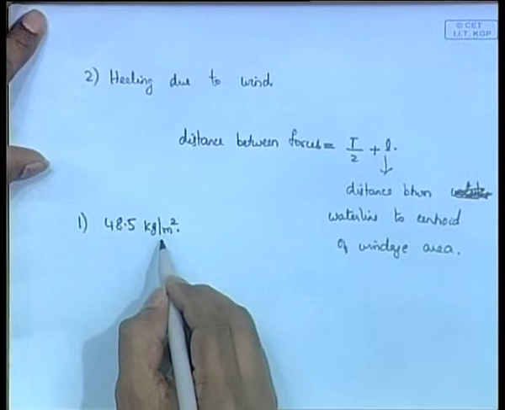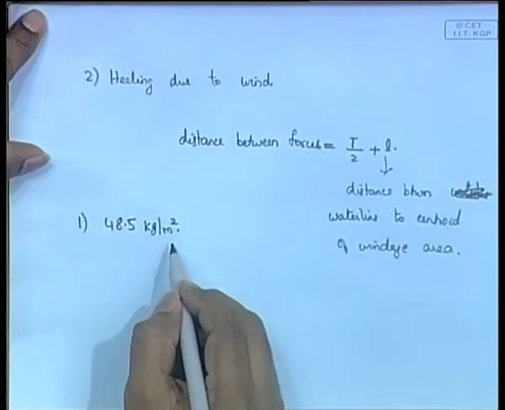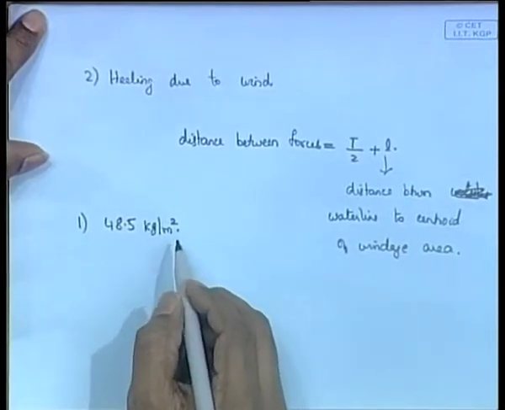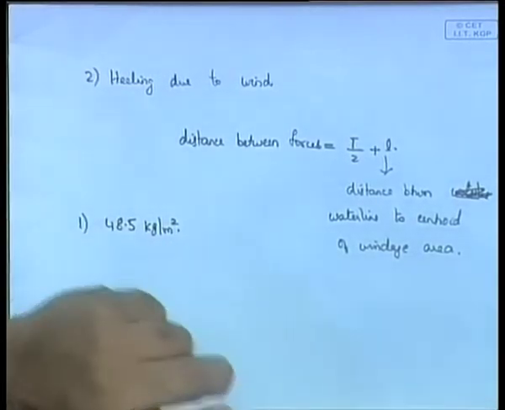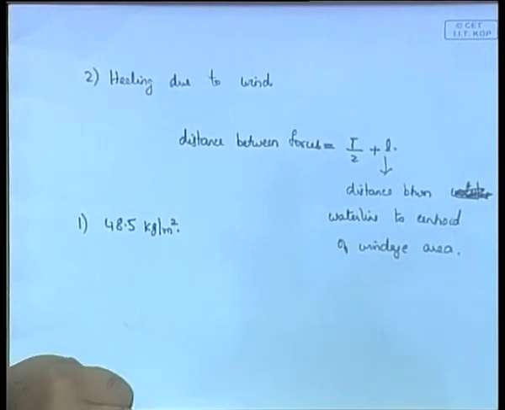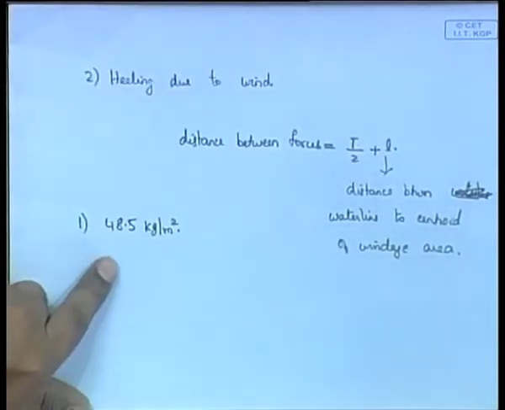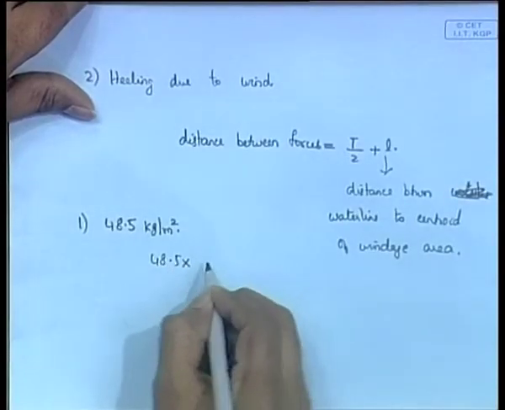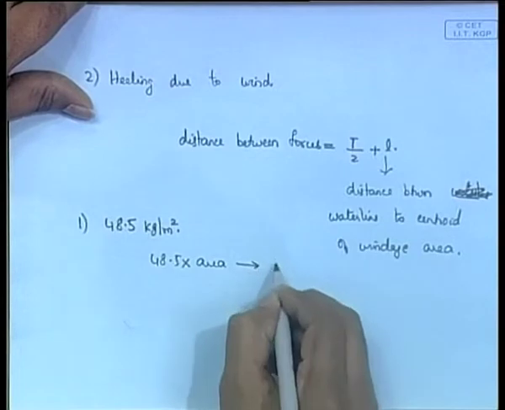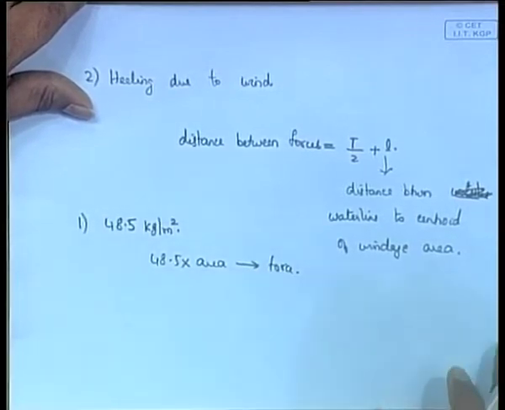So assume that wind of 48.5 kilogram per meter square is acting, and it is multiplied with the windage area, which depends upon the ship. The windage area depends on the ship, it is the area of the ship, but this 48.5 is the maximum wind loading per unit windage area. So 48.5 multiplied with the area will give you the force. This is the total force due to the wind.